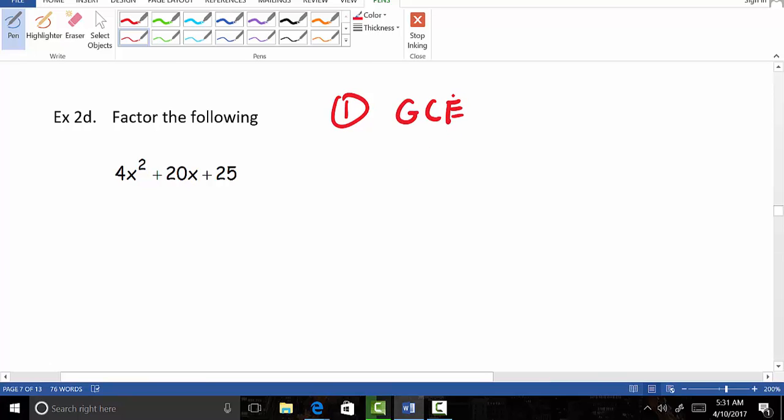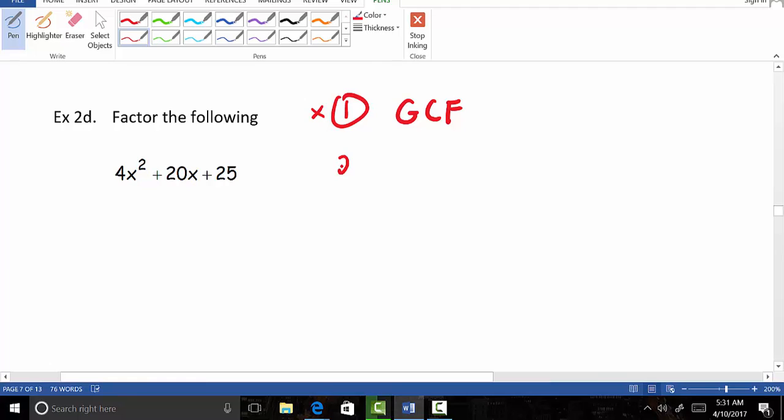And unfortunately, we do not have a common thing that they all have. These two are divisible by 4, but this last one is not. These two are divisible by 5, but this first one is not. So unfortunately, we cannot go ahead and do our step 1.